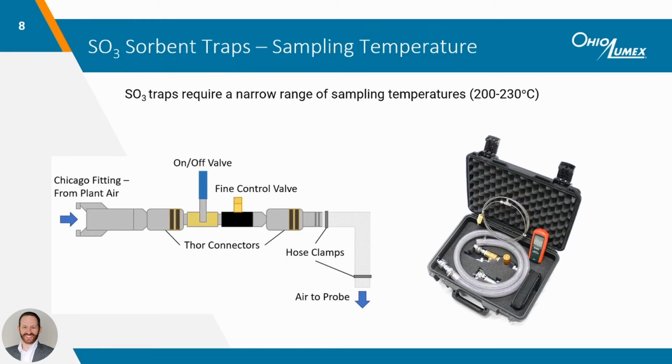The kit includes an inline thermocouple, which rests inside the trap liner and measures temperature just a few millimeters behind the sorbent trap. It also includes an airflow control system to adapt from plant air to the probe and allow for fine control of cooling air.